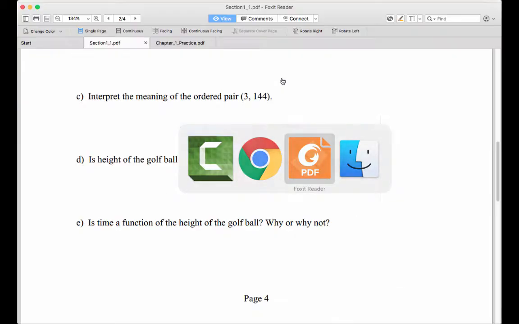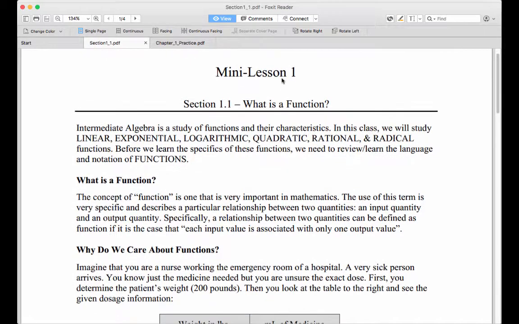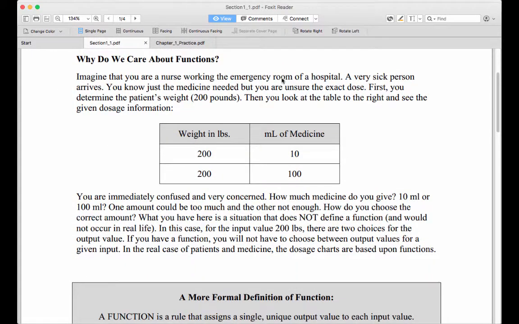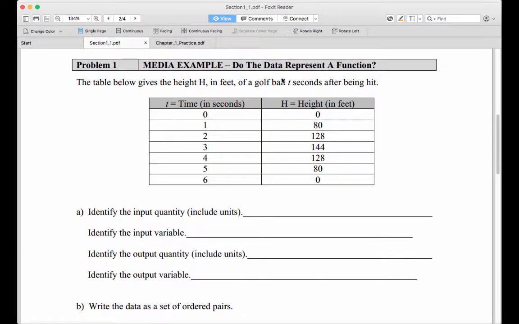Let's go ahead and look at the book here. Scroll up to page 3, and lots of information about that. So make sure you read through this and you take notes and you understand these definitions. Very important. And now when we hit page 4, we hit our first media example. So, do the data represent a function?